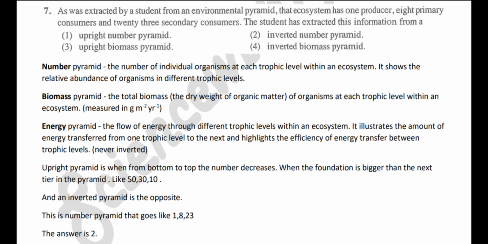So the answer: because we have one producer, 8 primary consumers, 23 secondary consumers, it is 1, 8, 23, because that's the number, the amount of individuals. So it's an inverted number pyramid. The answer to the 7th question is 2.